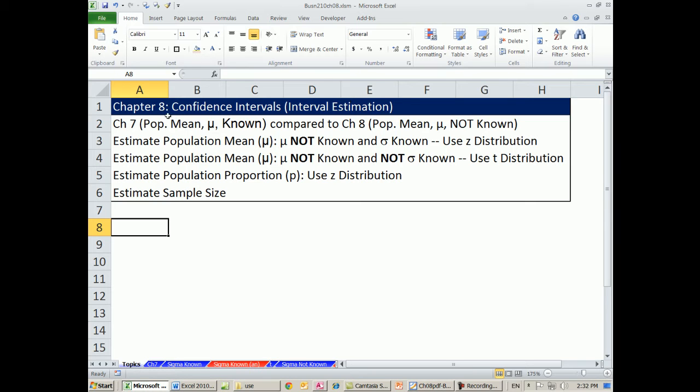Hey, we're in Chapter 8. We're going to talk about how to construct confidence intervals. Now, here are our four main topics that we'll cover.